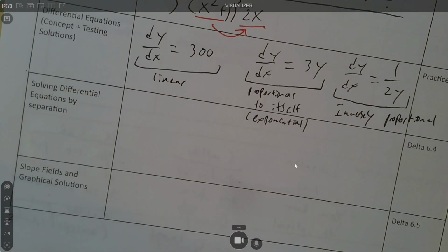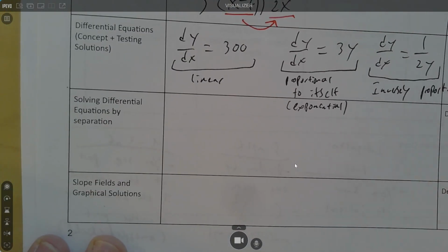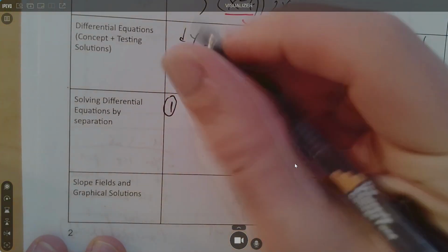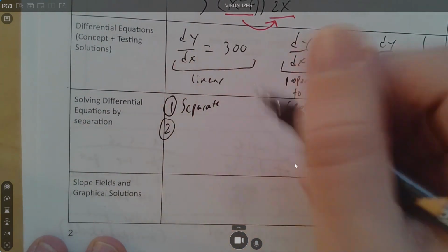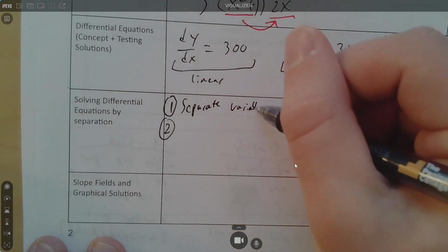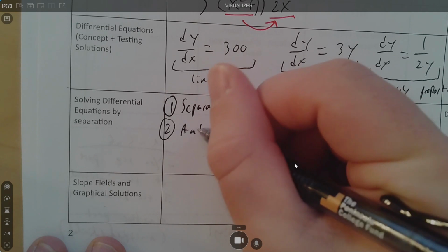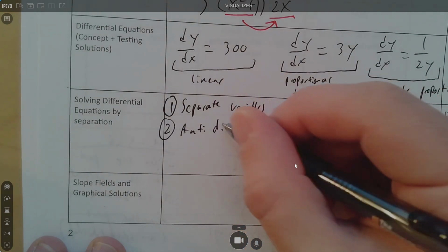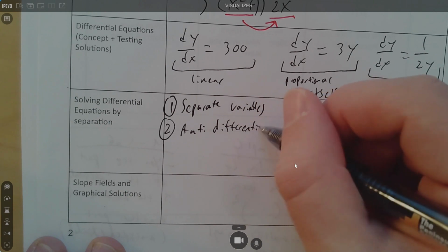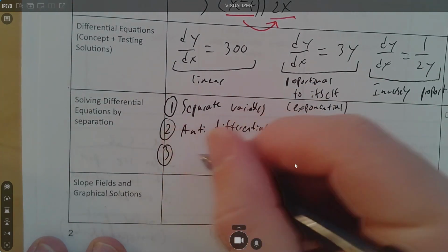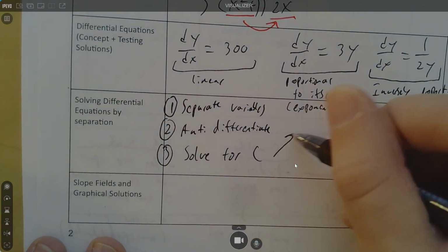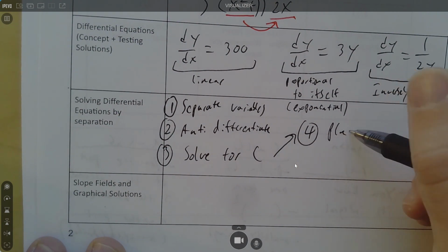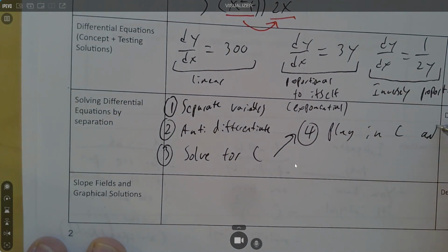So yeah, moving on, solving differential equations by separation. The steps are once again to separate variables, anti-differentiate, solve for C if it's the particular solution, and then plug in C and solve for y.